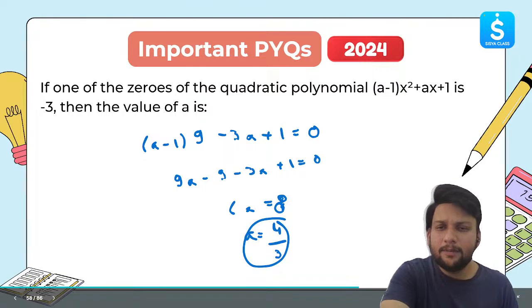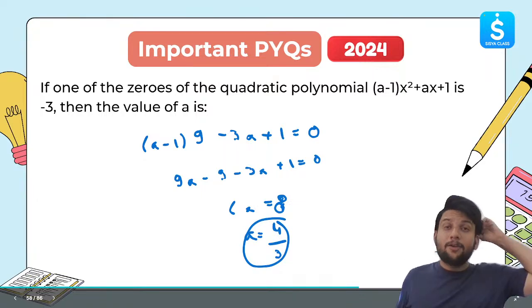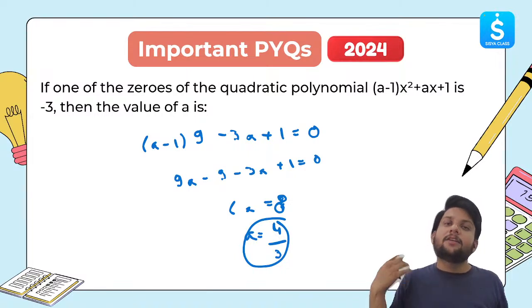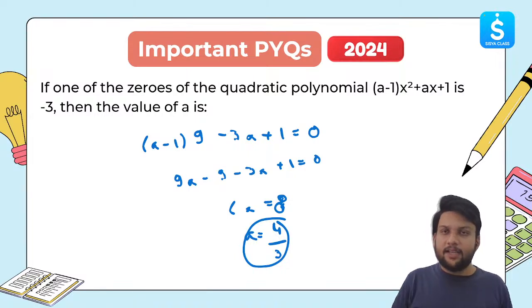Let's move forward. I believe these are two-marker questions, and this came in 2024. If you know this, what is it? 0. If I put the value of x in the quadratic polynomial, the answer will be 0. So this is pretty clear, right?